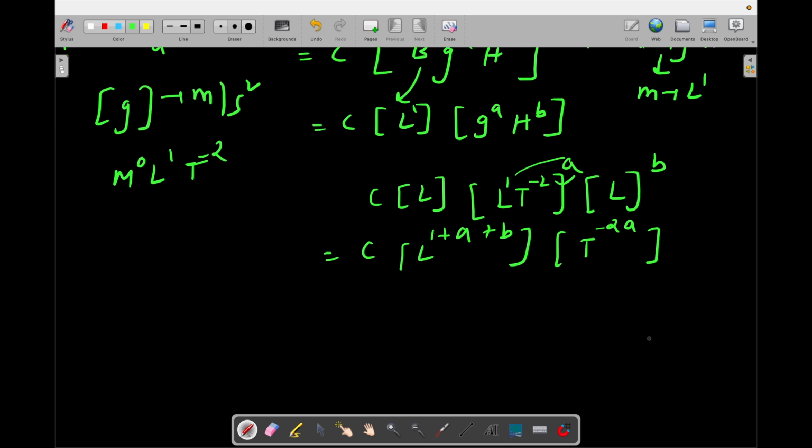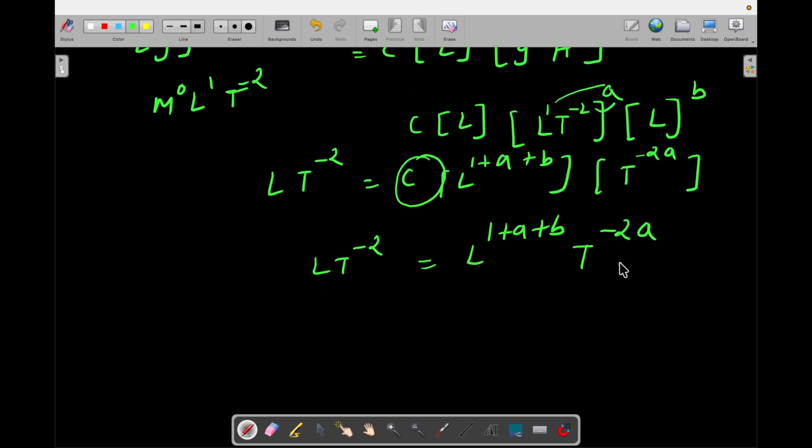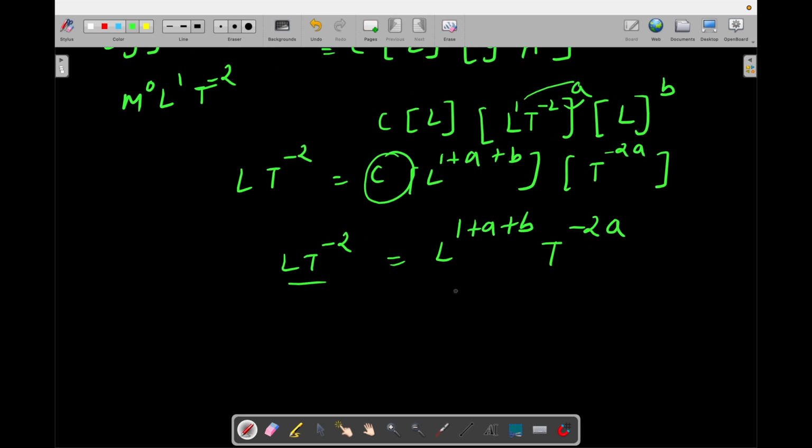T has nothing. So if you see the left hand side, it's Q. It's L t power minus 2. And if you remove this, the right hand side has L power 1 plus a plus b, T power minus 2a. That's it. We are done. Now we have the left hand side and right hand side given clearly. On the left hand side L is power 1, so 1 should be equal to 1 plus a plus b. It's just an easy algebra question now. And minus 2 is equal to minus 2a.